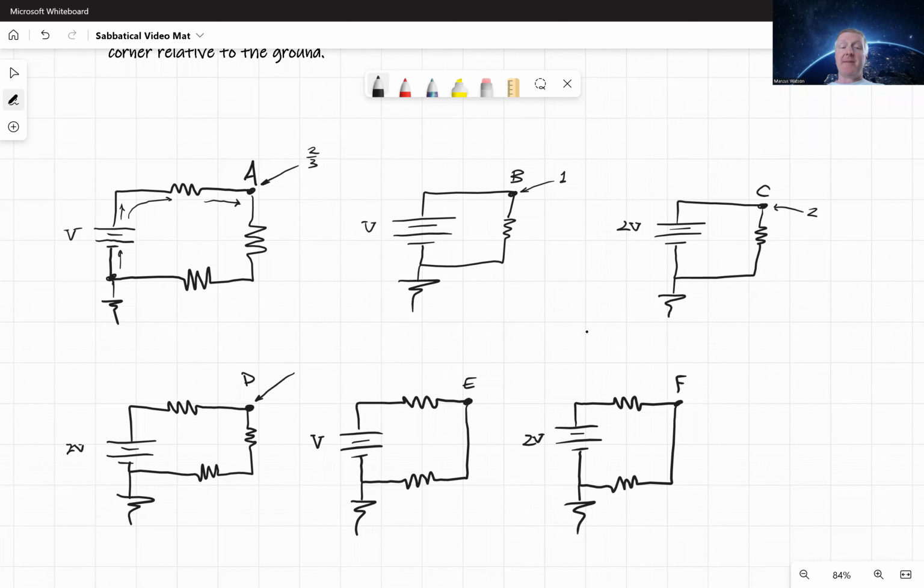What's happening in D? Take a look at D and see if you can come up with what the voltage of the charges at point D is. If you need to, go ahead and pause the video now. I'll move on with it.